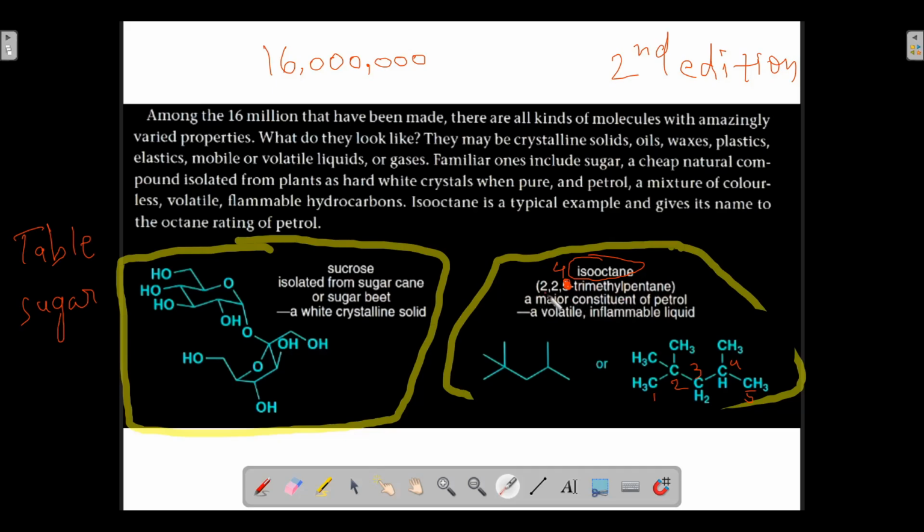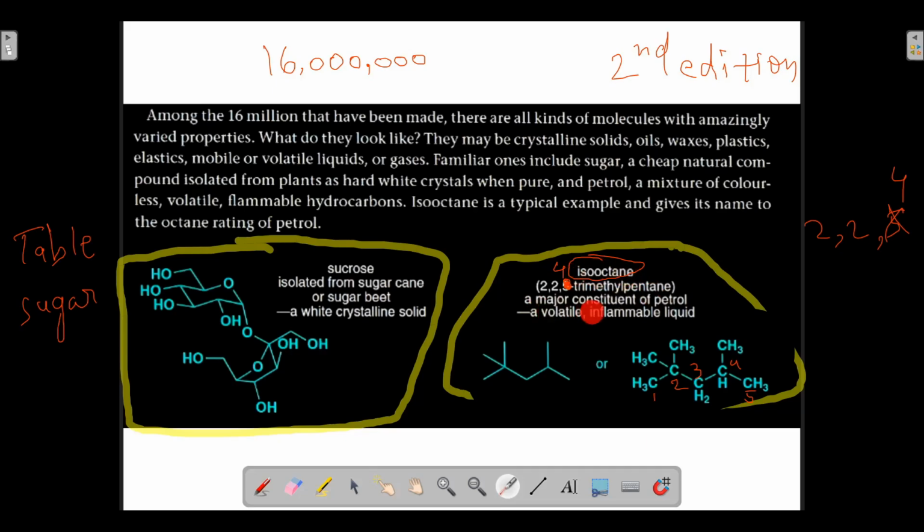In the book it has been written as 2,2,5. It is wrong. It is not 5. It is 2,2,4. Remember this thing. So iso-octane has the IUPAC name 2,2,4 trimethylpentane. It is a major constituent of petrol, the petrol which we put in cars, mopeds and other vehicles.